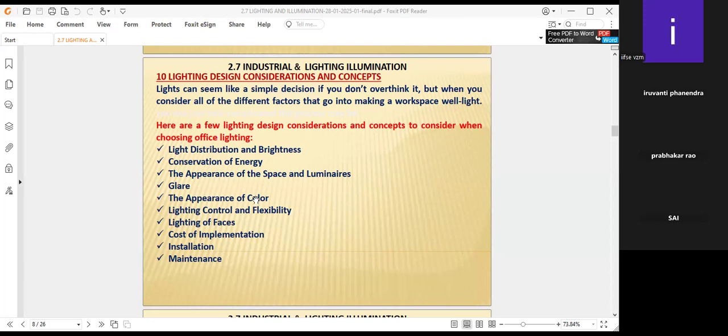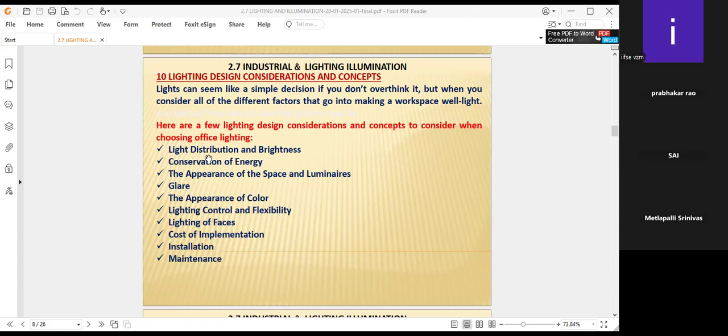Here we are talking about office lighting: light distribution and brightness, conservation of energy, the appearance of the space and luminaires, the appearance of color, lighting control flexibility, lighting of faces, the cost of implementation, and the installation and maintenance.